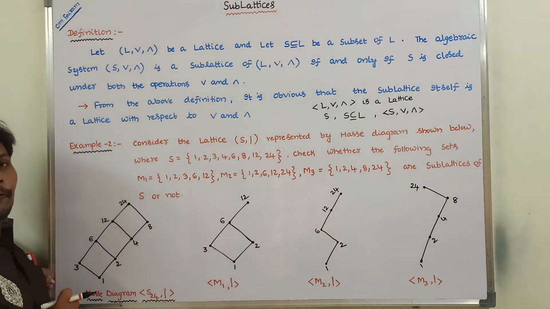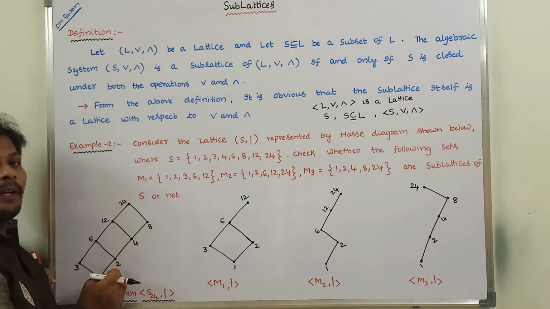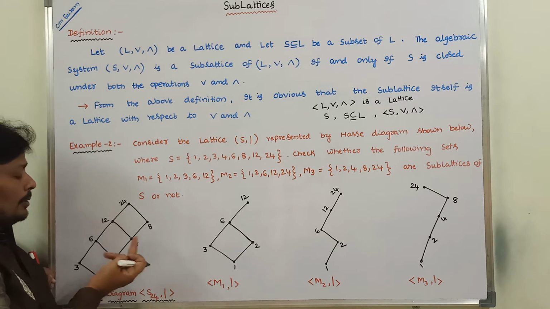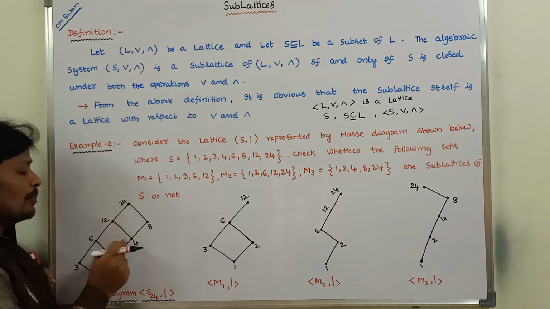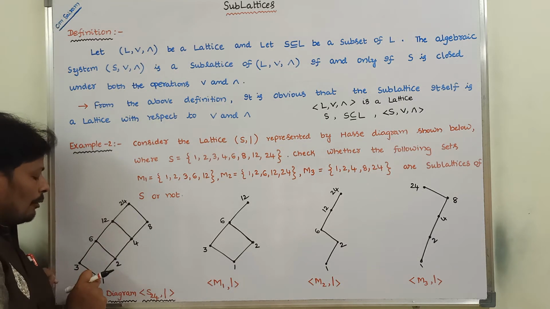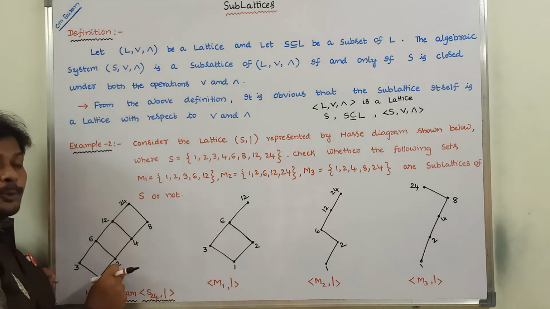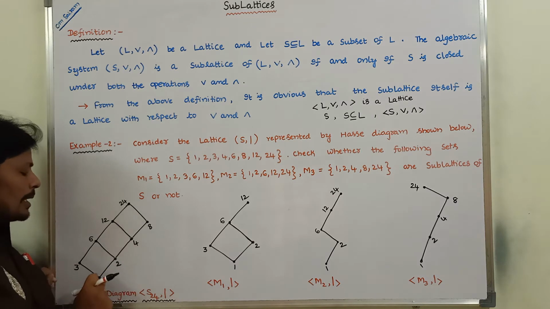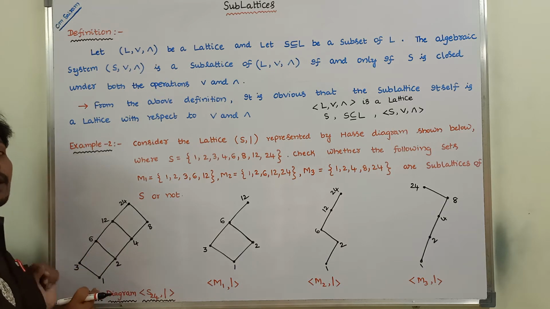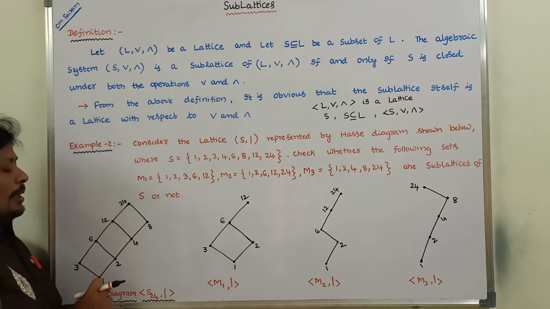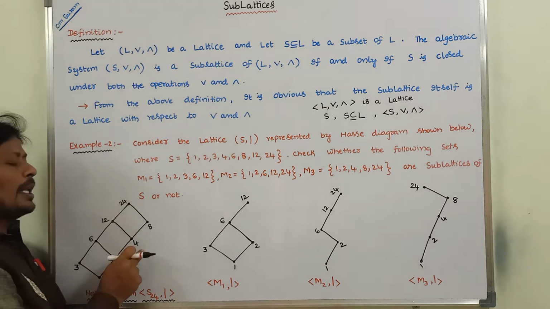Next element is 4. 2 divides 4, so we draw the edge between 2 and 4. 3 does not divide 4, so we do not draw the edge between 3 and 4. 1 divides 4, but according to the transitive property, 1 divides 2 and 2 divides 4, hence 1 also divides 4, so we do not draw the direct edge between 1 and 4.